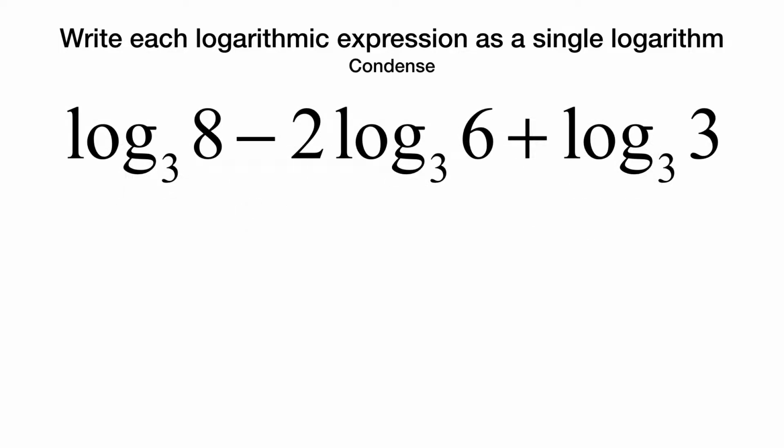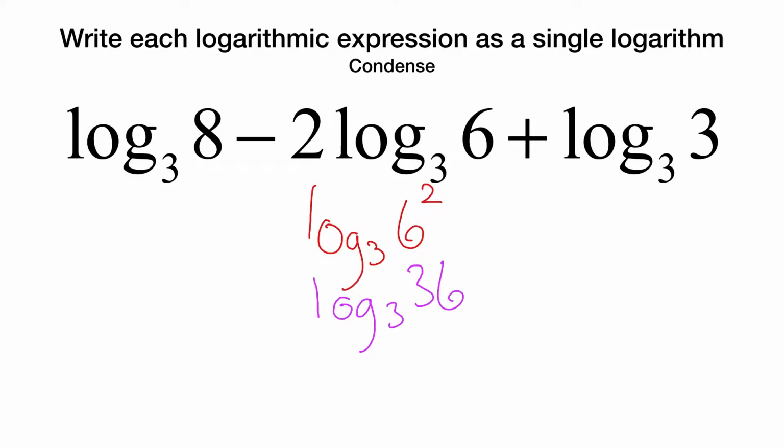Okay, now we're going to do log base 3 of 8 minus 2 log base 3 of 6 plus log base 3 of 3. In this case, the first thing we have to deal with is this part right here. I'm going to rewrite this as log base 3 of 6 squared, because remember, this comes over here, which actually means log base 3 of 36.